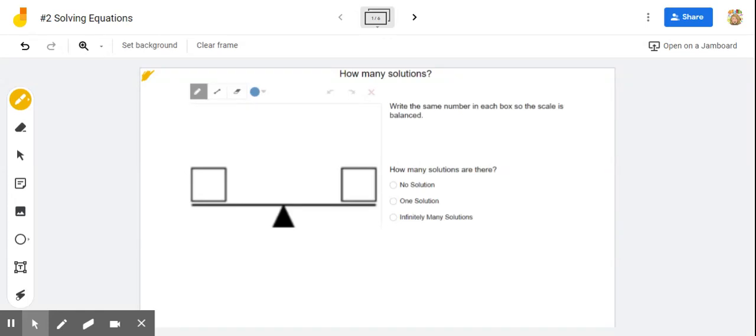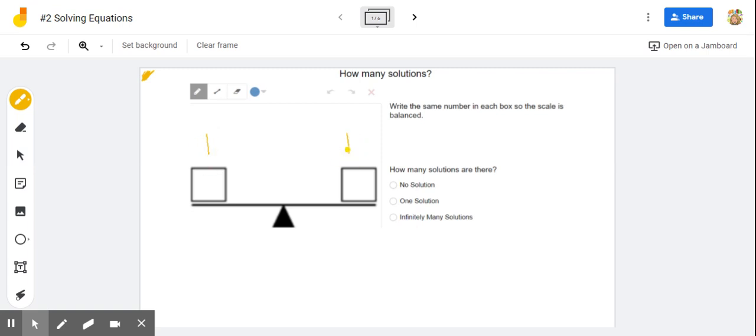Hey guys, so today we're going to do some more with solving equations. I posted this question as your quick little intro to today's lesson, where I'm asking you to write in a number so that I would keep this scale in balance. A lot of you typed in a couple of different numbers.